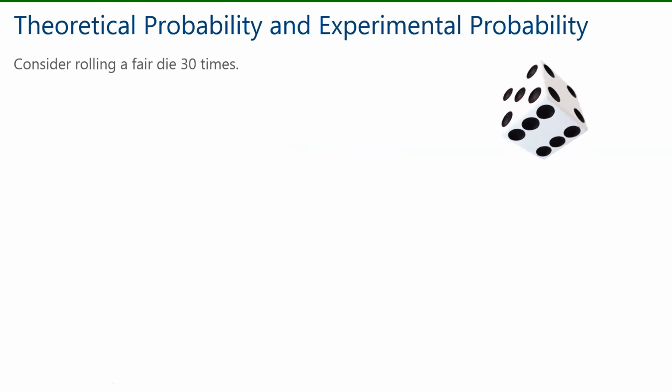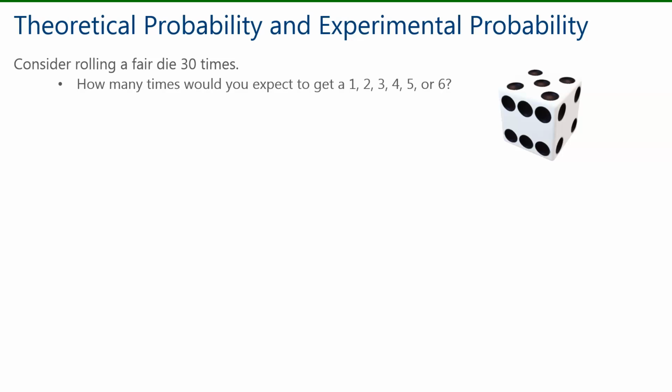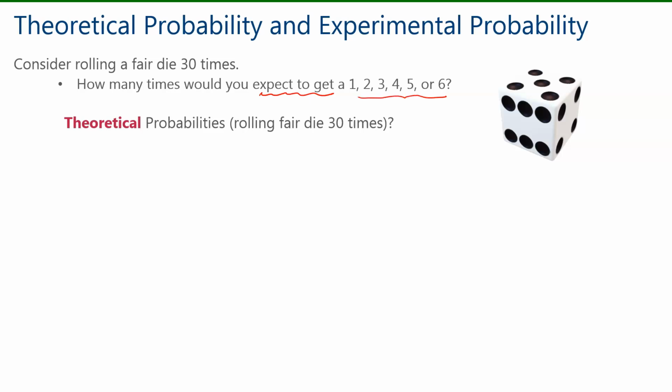Consider rolling a fair die 30 times. How many times would you expect to get a 1, 2, 3, 4, 5, or 6? When we are talking about what we expect to get, we are referring to the theoretical probabilities. We have already discussed that if we roll a die once, the probability of obtaining each of these values would be 1 out of 6.